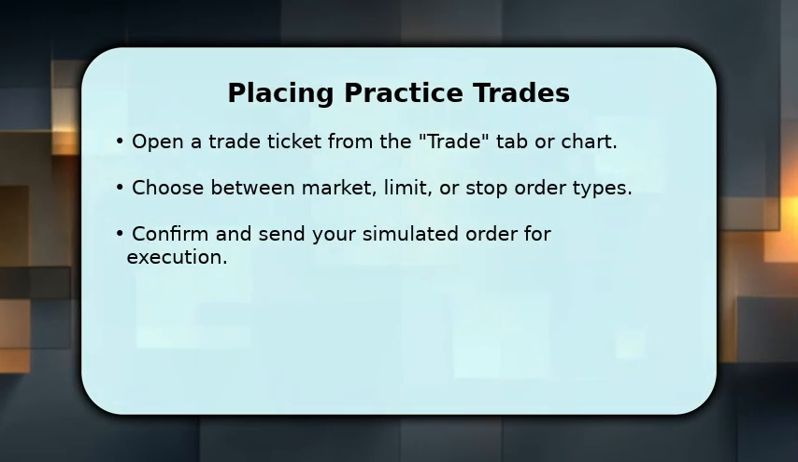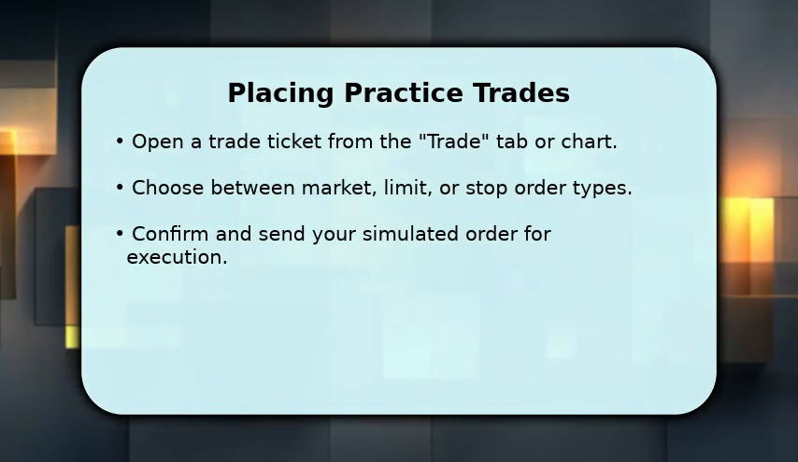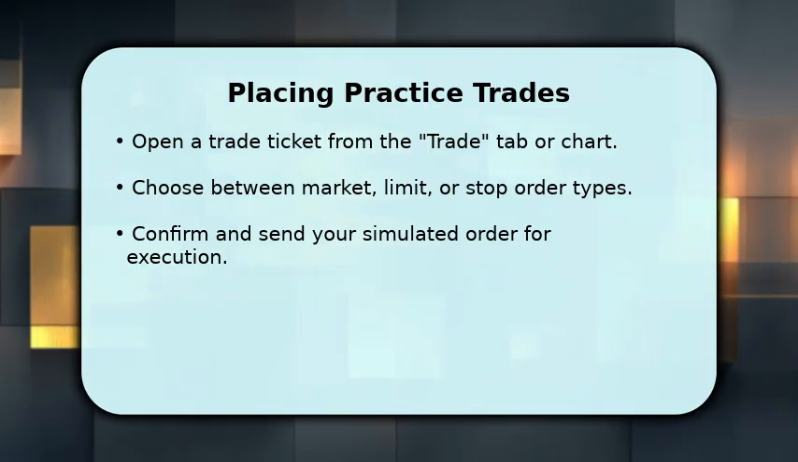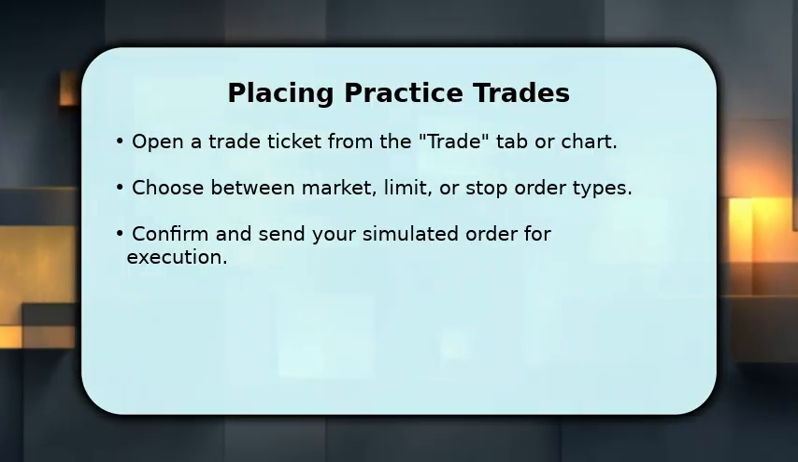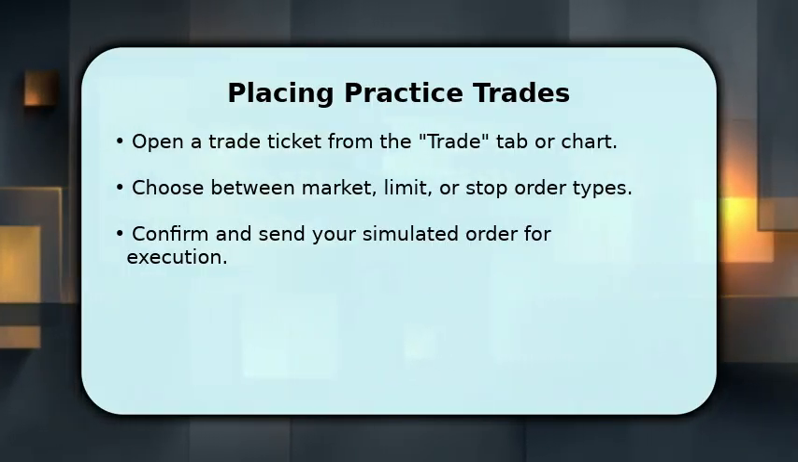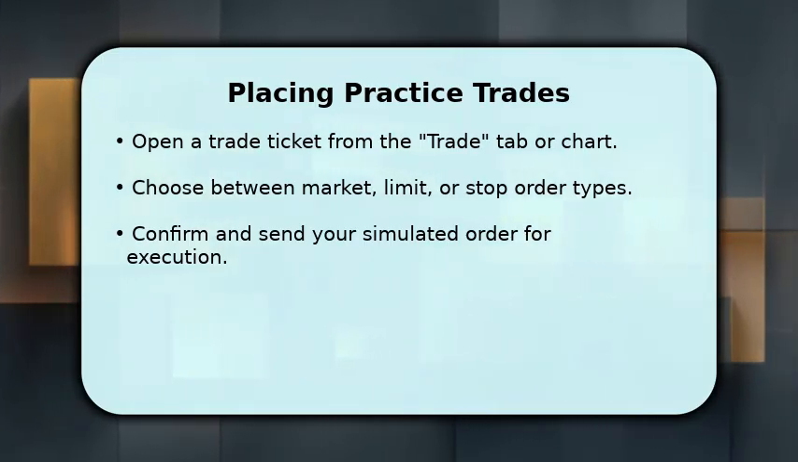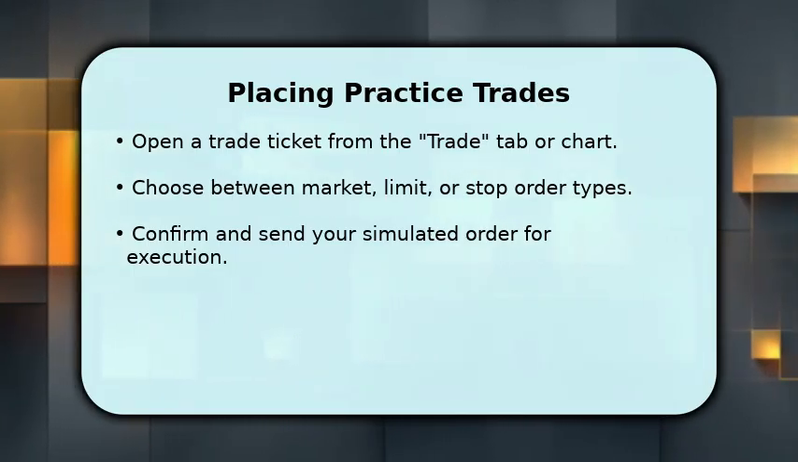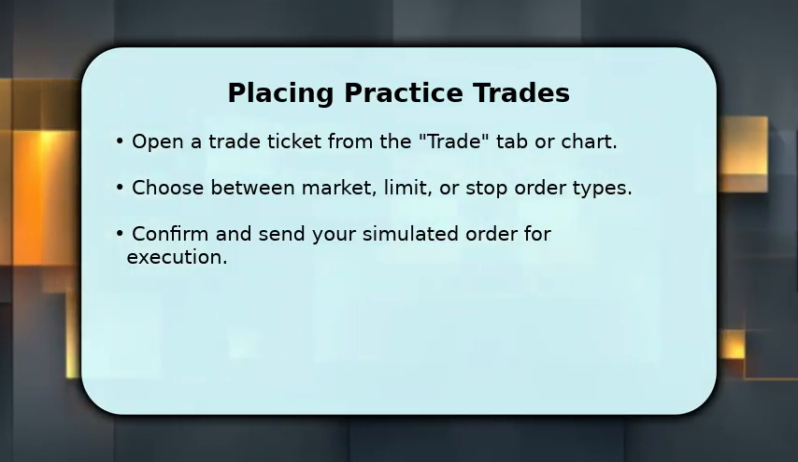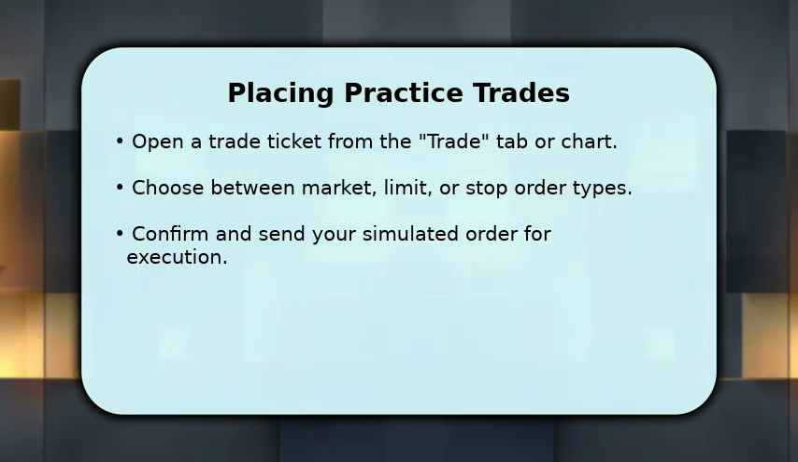Now let's place a practice trade. Navigate to the Trade tab or right-click on a chart to open a trade ticket. Here, you can select your desired asset, quantity, and order type, such as a market order for immediate execution or a limit order to specify a price. Review your order details carefully, then click Confirm and Send to place your simulated trade. You'll see your open positions under the Monitor tab.